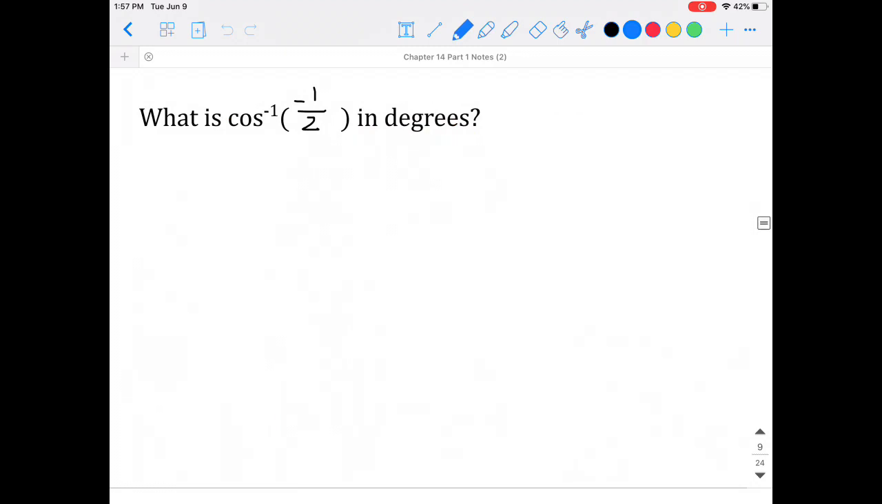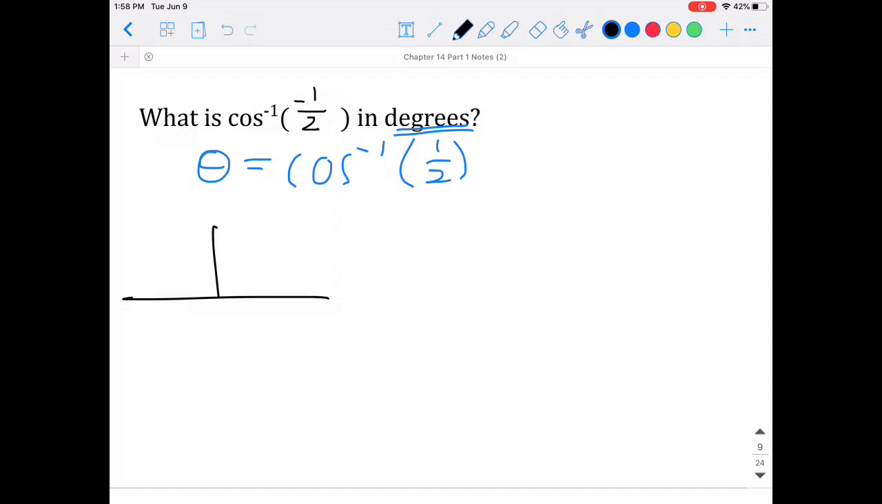Okay, so let's look at another example. What is the inverse cosine of negative 1/2 in degrees? So again, we're looking for the angle, or the theta, that is going to give us a cosine of negative 1/2. And now we're talking about degrees. So if we draw our coordinates, again, cosine is from 0 to pi for our domain, but in this case we're talking about degrees, so I'm going to make this 180 degrees.